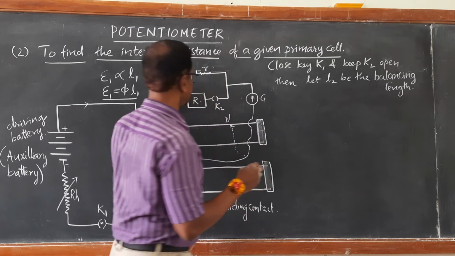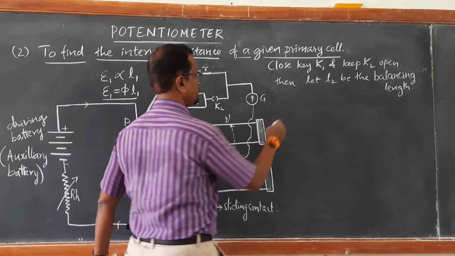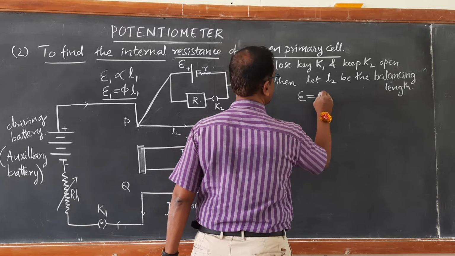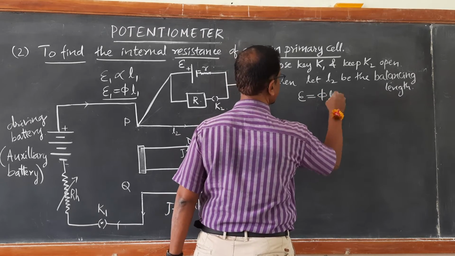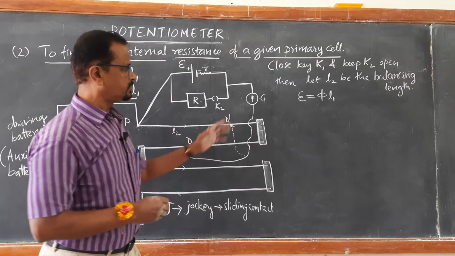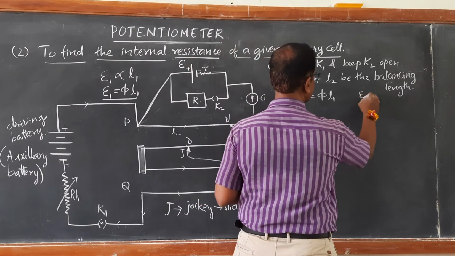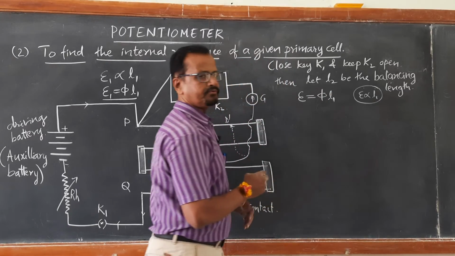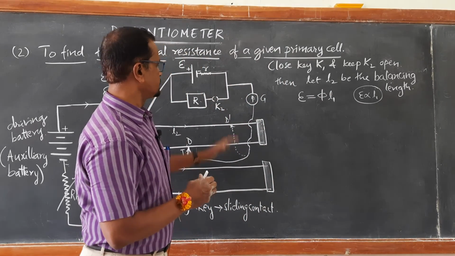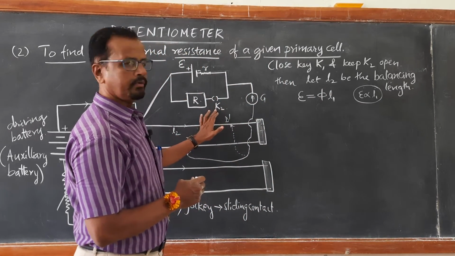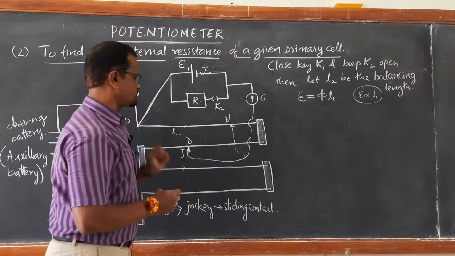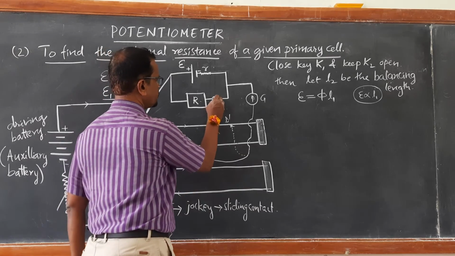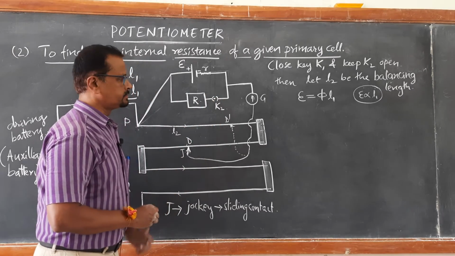Then the EMF E of this is equal to phi L1, as we have done earlier, because E is directly proportional to L1. E is directly proportional to L1 implies E is equal to phi L1, right? So this is keeping K2 open. Next, we take out this sliding contact and close this key K2.